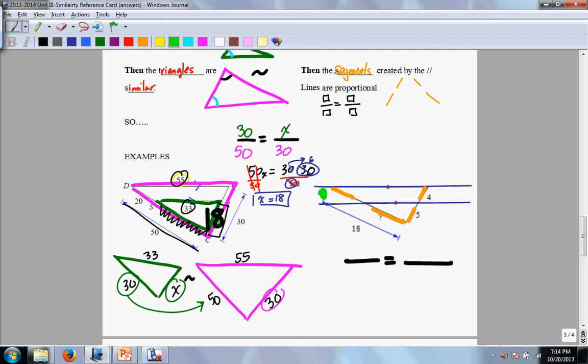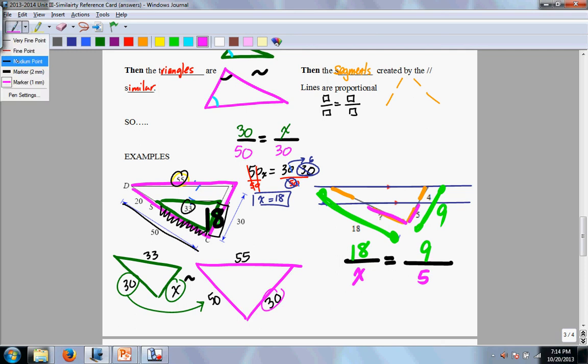Ready? So we know this whole side is 18. So I'm going to go 18 over what I want, which is my unknown. I'll call it x. Now careful, you can't just pick up 4 here. Match, since this is the whole side here, we have to go the whole side over here. The whole side here is 4 plus 5, which is 9, over the bottom, which is 5. Why do I choose 5 and not 4? That's in the same position as my unknown. Match and mirror.